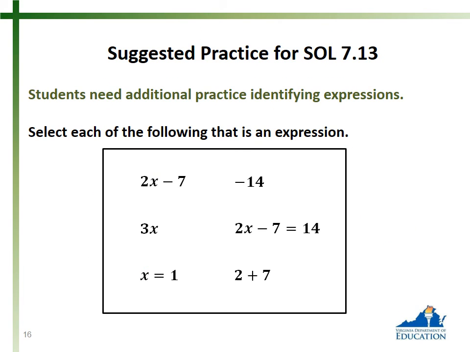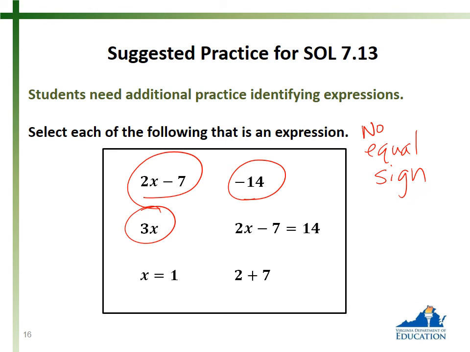So this question is asking us to select the following that's an expression. Expression means no equal sign. And so let's go ahead and circle the ones that do not have an equal sign here. And I think I got them all. So ones that have equal signs, I'm going to cross those out, make it easier. This is just very simply expressions have no equal sign.